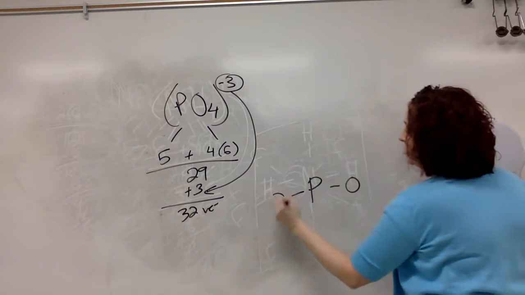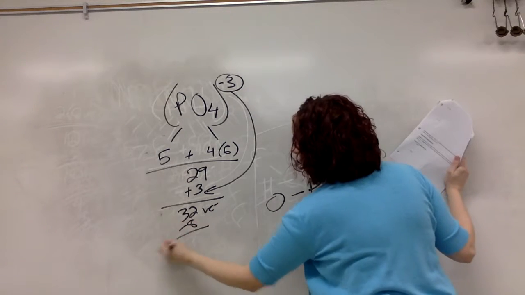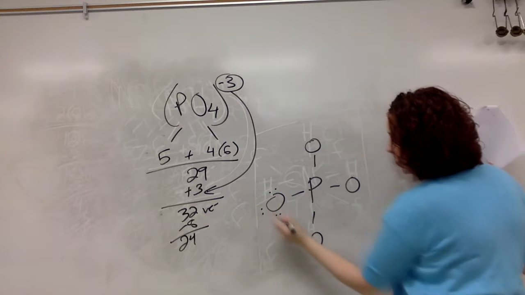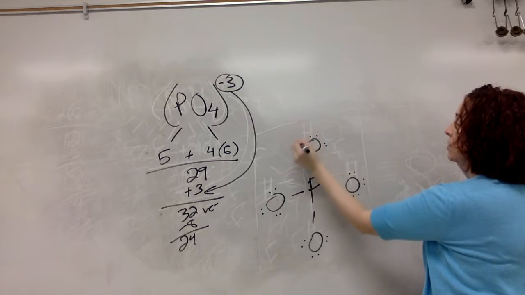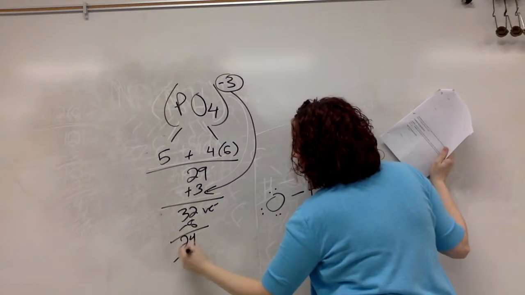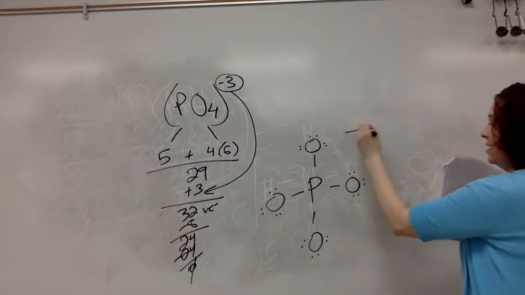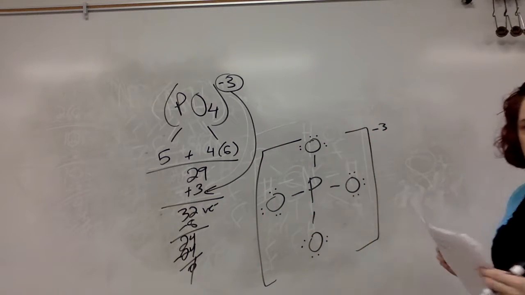Phosphorus is in the center, surrounded by our 4 oxygens. Subtract 8, you get 24. You make all your oxygens happy with 6 more. You've run out of dots. So you have no more dots, but phosphorus is happy. You put them in brackets with the charge on the outside.